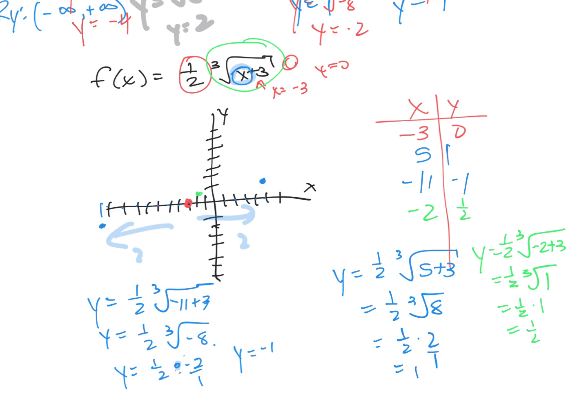And then we have y equals 1/2 times the cube root. What do I have to make x be to make this a -1? Because we've already done +1, so we can make it -4. So we have 1/2 times the cube root of -1. The cube root of -1 is -1, and so this becomes -1/2. So -4, -1/2. So we go over -4, and we go down 1/2. And so my graph looks like this.